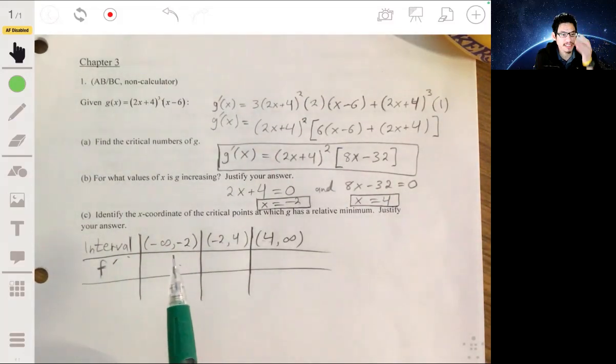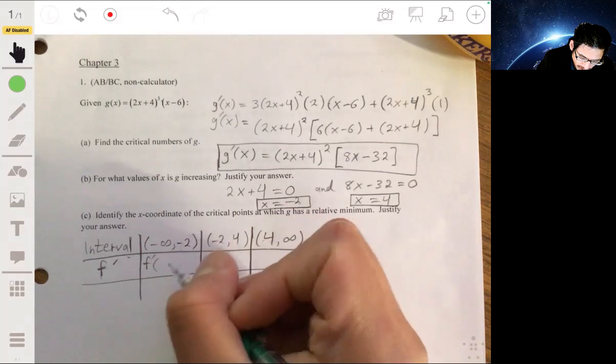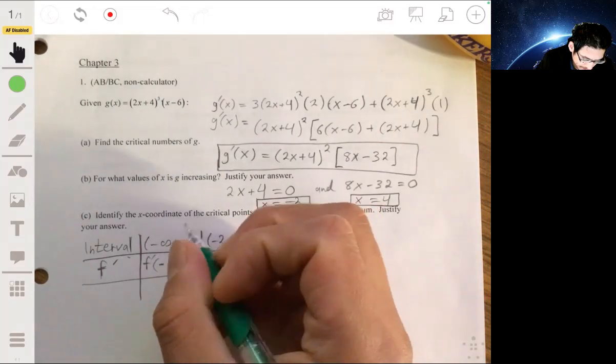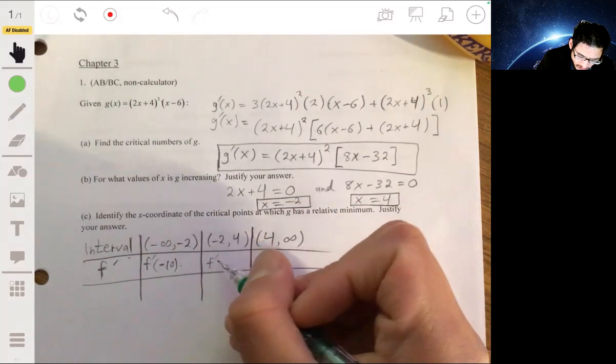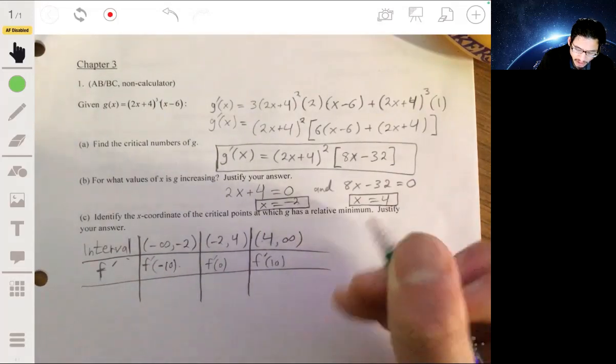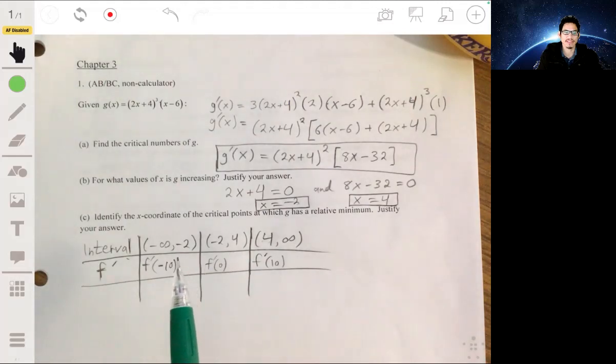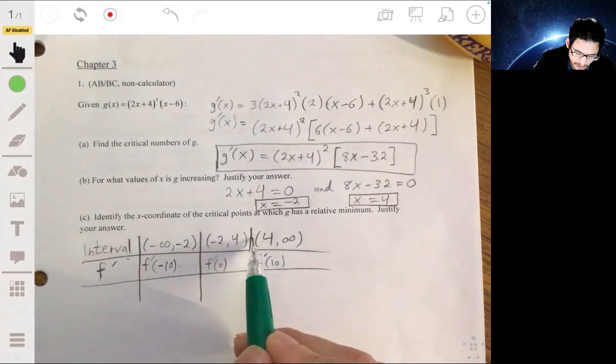So what we can do is just test a number in here. You can just test and figure out what g prime of negative 10 could be, and what would be g prime of 0, and g prime of 10. We just need to know the sign of the derivative at each of these intervals. Once you know the sign, that's going to help you determine if the graph is increasing or decreasing, and then you can figure out if there's going to be a maximum or minimum, or neither at these points.